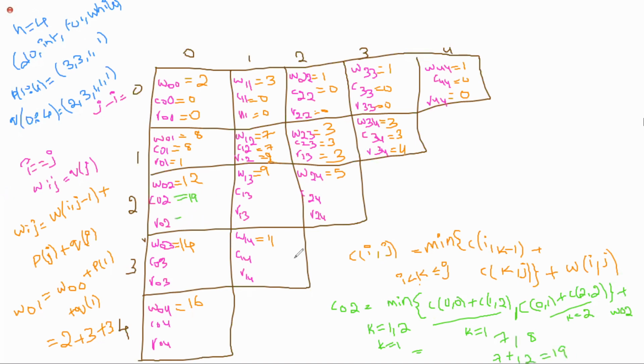What is R02 then? Which one have you considered in your cost? Is it k equals 1 or k equals 2? K equals 1. So your root is 1 here. Will you be able to solve the remaining ones, this one and this one? Yes or no? Yes, ma'am. Okay, do it now and tell me the values.